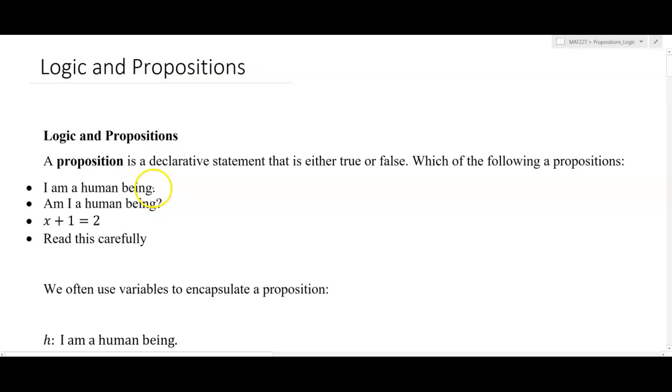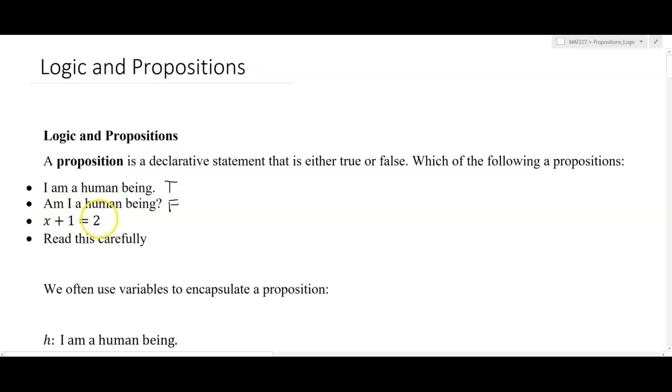I am a human being. Well, that's either true or false, and for each creature that might vary, but in general, that can either be a true or false statement, therefore it is a proposition. Am I a human being? Well, I don't know. That's not a declarative statement. The answer to a question can either be true or false, but not the question itself.